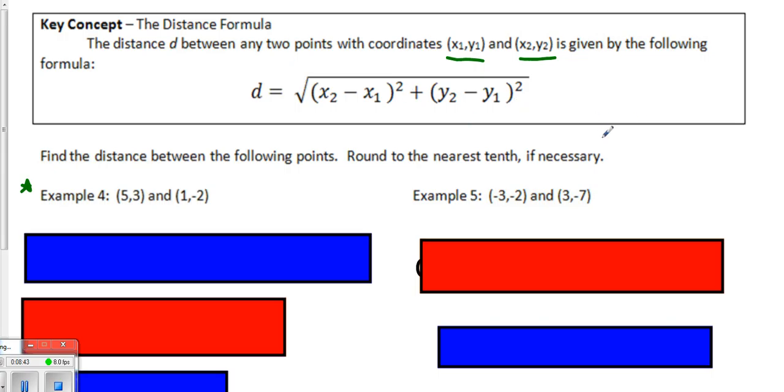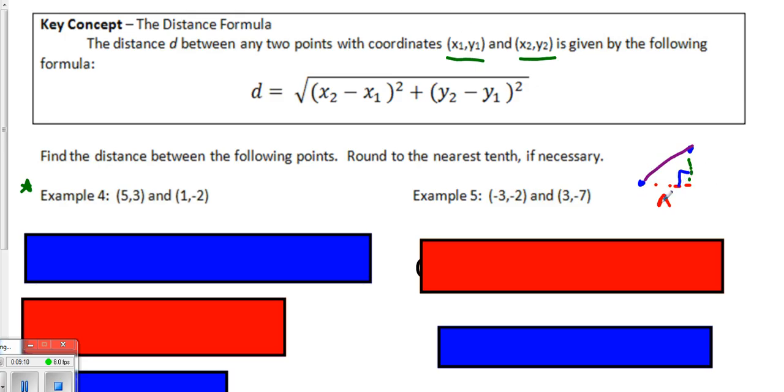Now, why does this work? Well, let's think about it. As we go from one point here to one point here, we're changing so much in our x value, and we're changing so much in our y value, which makes the distance right here. Now what we drew here is technically a right triangle, which means we can use the Pythagorean theorem.